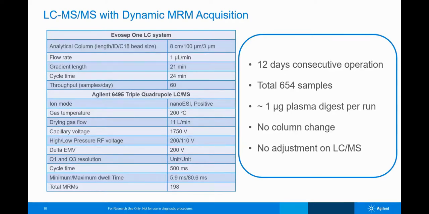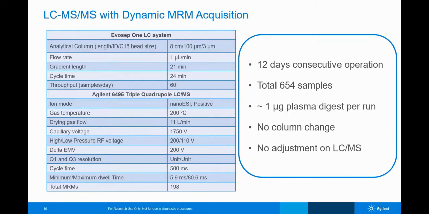Before I show the results, I would like to highlight a few things about the LC-MS method used in this work. In these 3 experiments, we monitored 33 pairs of heavy and light peptides, which totally has 198 MRM transitions.